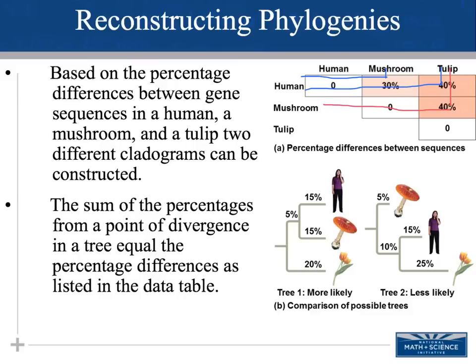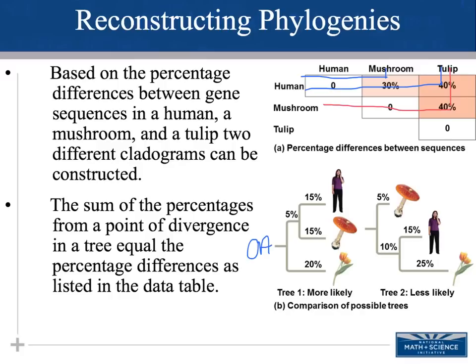Now, based on these numbers, 2 different cladograms can be constructed. And you're going to look at the sum of the percentages from where you think they diverge to create your cladograms. So let's look at our 2 options. If we look at tree number 1, here's where our common ancestor would exist, who or whatever that is. And then we would start moving up the tree. So here there is a 5% difference. We'll talk about what that 5% means in a little bit. And then 15%, and then 15%.